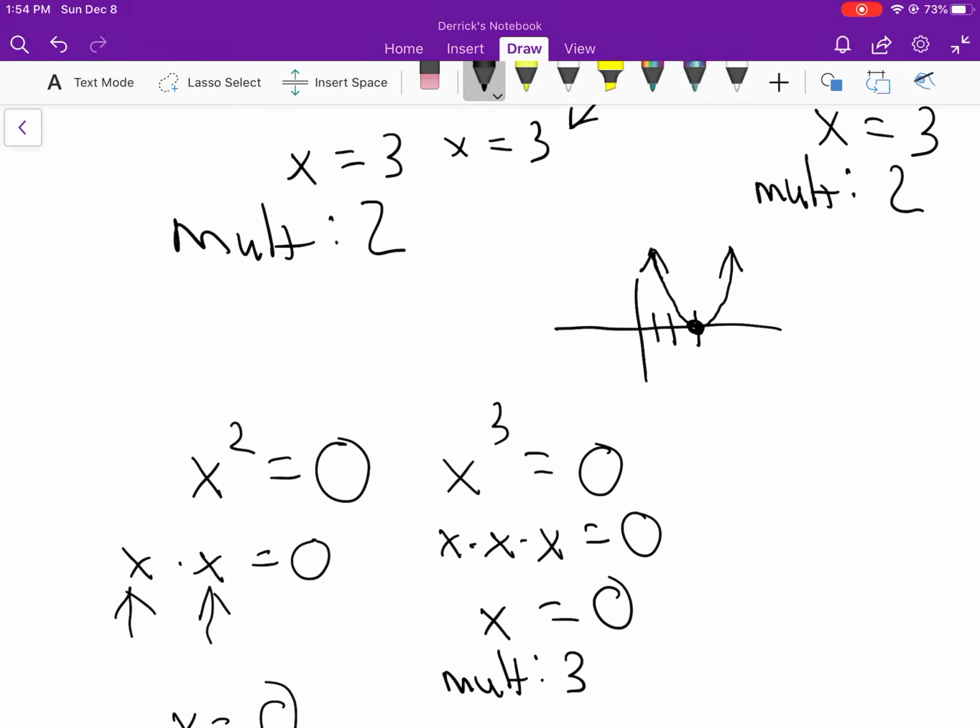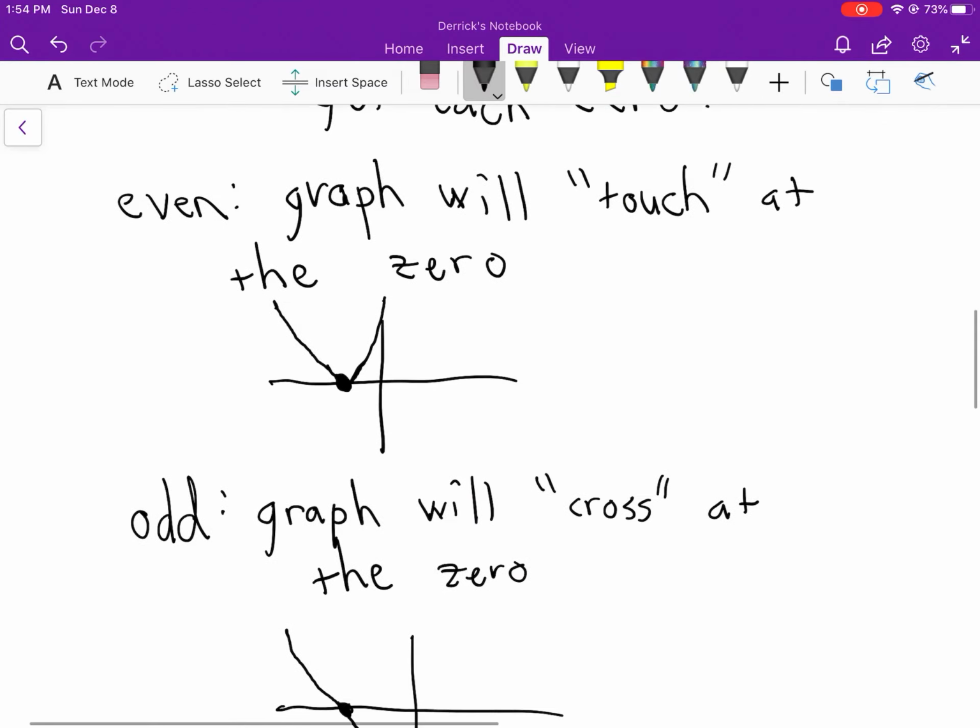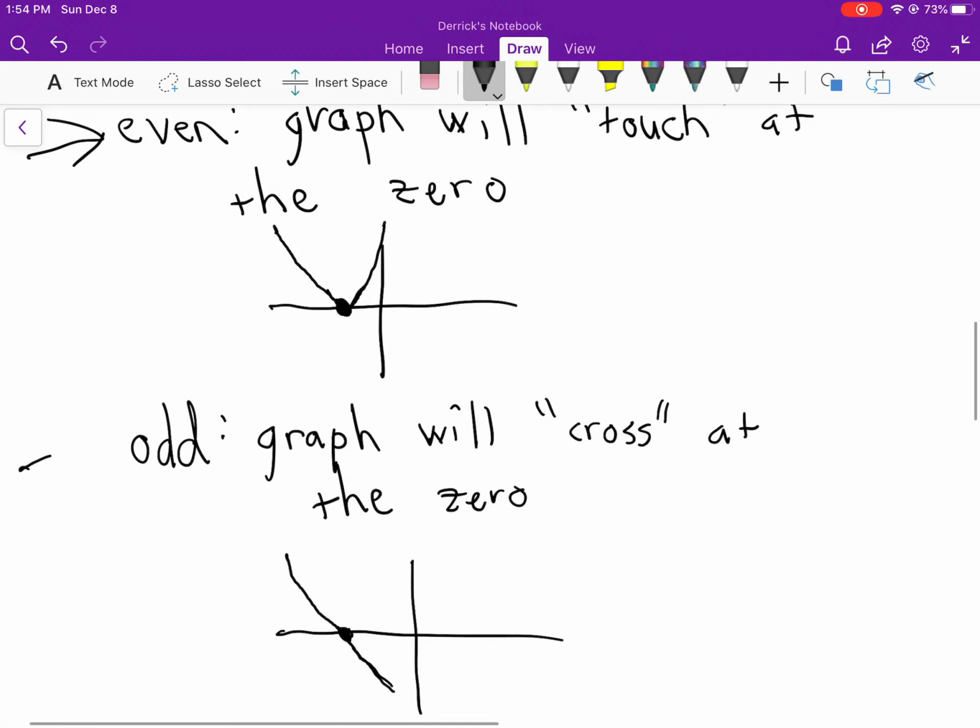Okay, and again, even multiplicity, the graph's going to touch and go back the way it came. Odd multiplicity, the graph will cross.